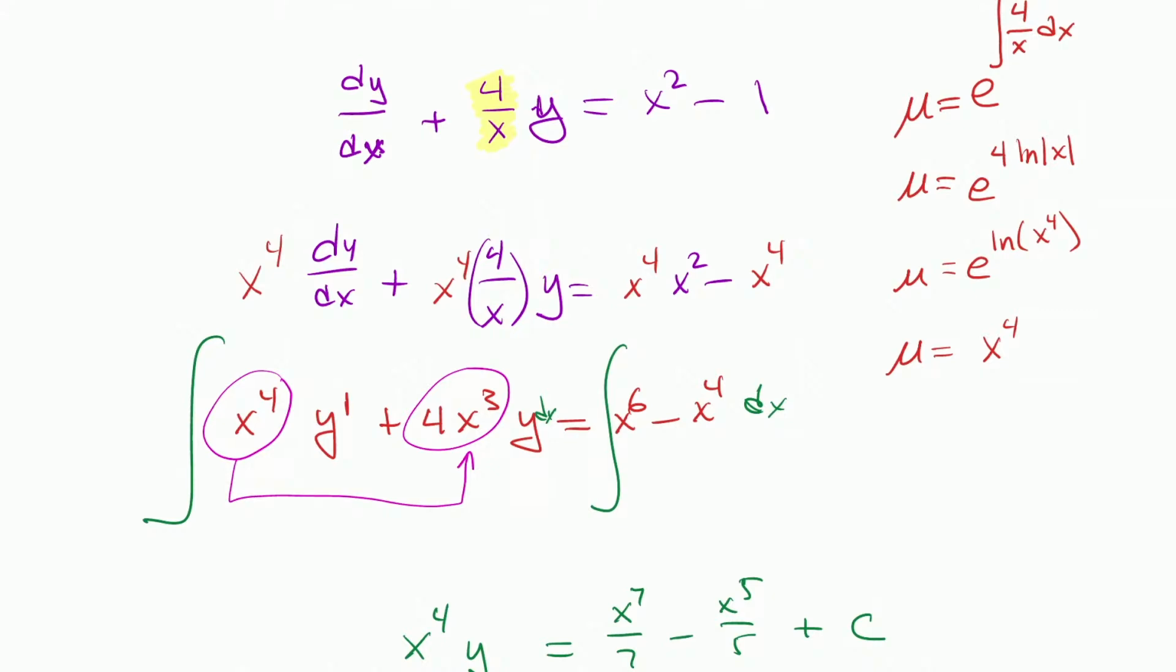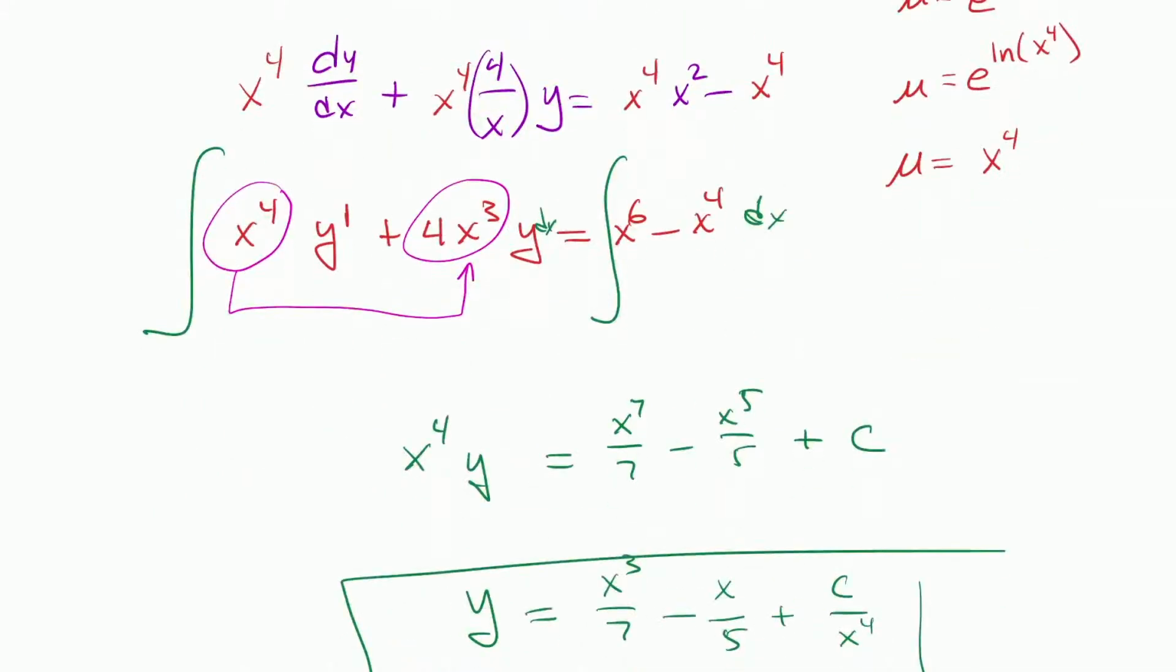Let me highlight. It's right there, highlighted in yellow. I was going to highlight it again. 4 over x. 4 over x means that the domain cannot include 0. So you have to pick. Is it going to be x greater than 0 or x less than 0? And why would we pick x greater than 0 over x less than 0?